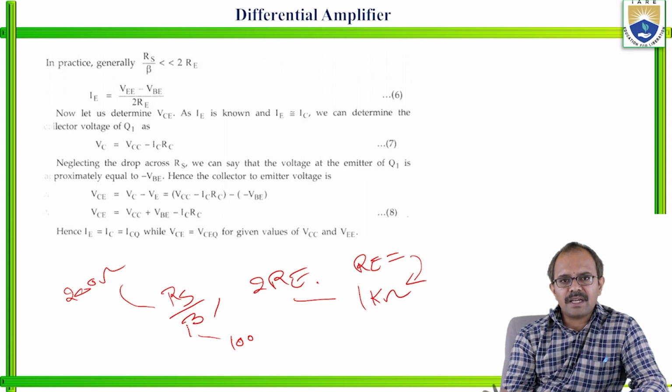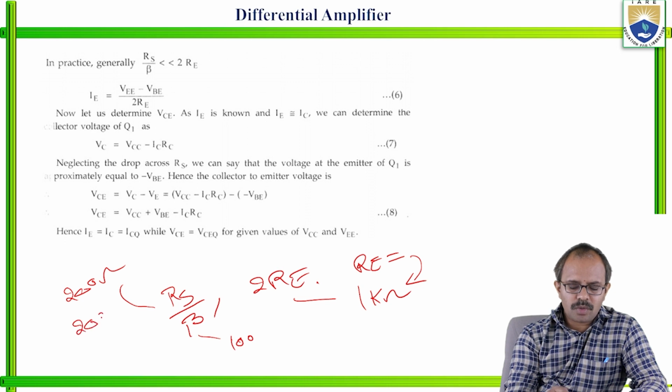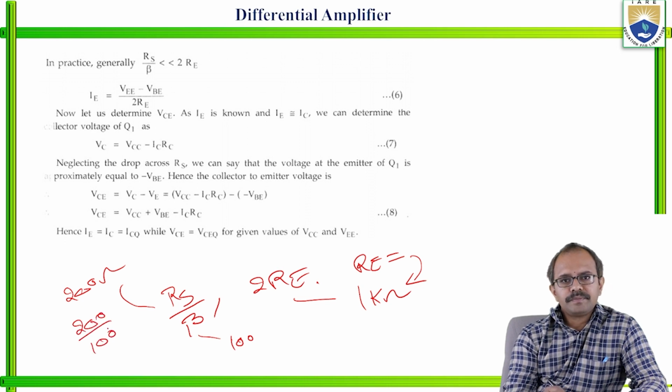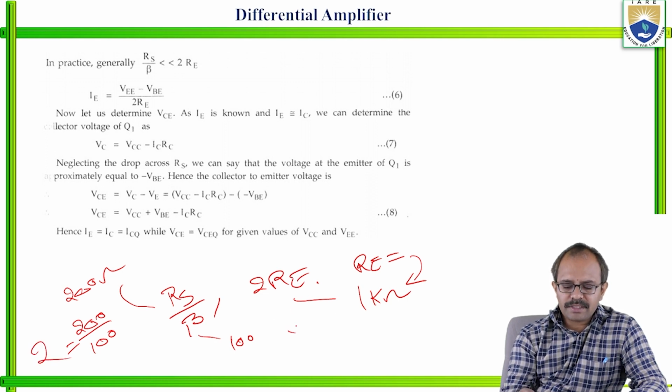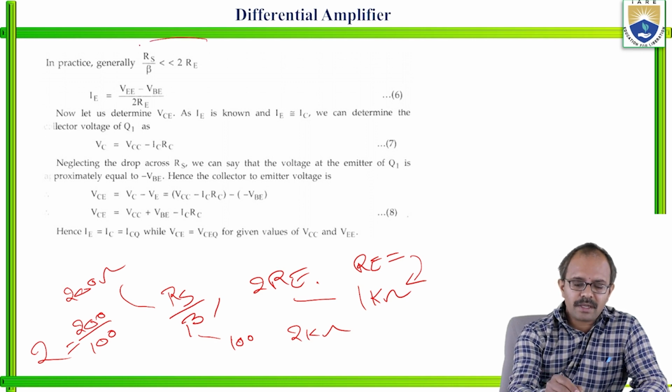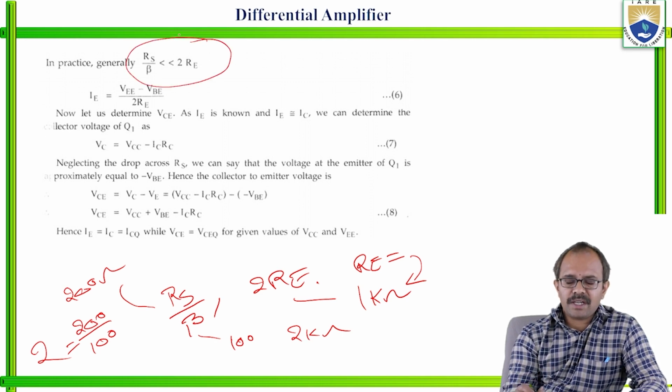Now look at this fraction here. In this term, it is going to be 200 by 100. So what is the value here? It is going to be 2. What about the value of 2RE here? This is going to be 2 kilo ohms. So what is the assumption we can draw here? RS by beta is generally very small when compared to 2RE.